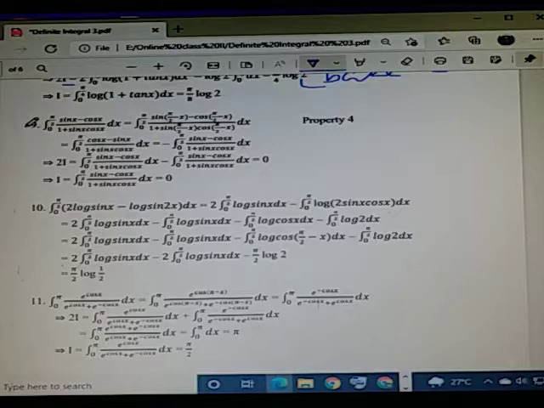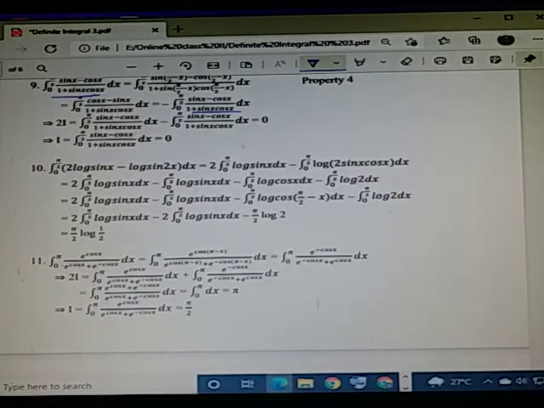You transfer this, so if it is I, then I is equal to minus I, means twice I is equal to 0, twice I equal to 0 means I is 0. So the value of this integration is 0. Without going to indefinite integral, we can find the value using property. So this value is 0. This one. Next, number 10.